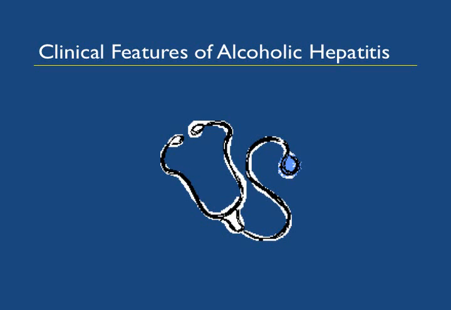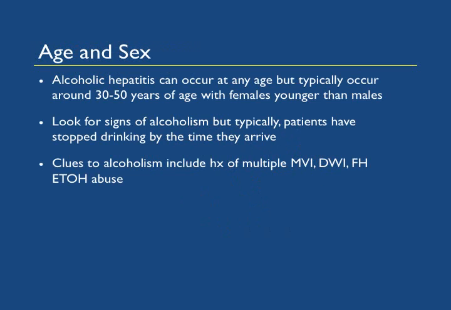The diagnosis of alcoholic hepatitis is clinical, and I hope that by the end of this talk you will be able to make the diagnosis without having to do a liver biopsy. Alcoholic hepatitis can occur at any age, but typically occurs around the age of 30 to 50, with women presenting about 1 decade earlier than men. Men generally don't present until age 40.